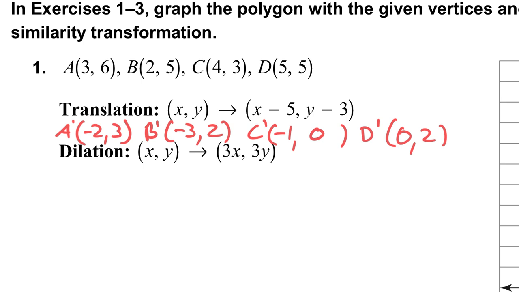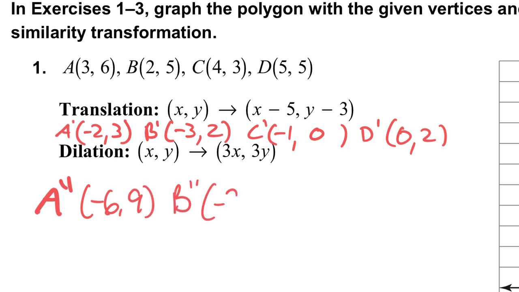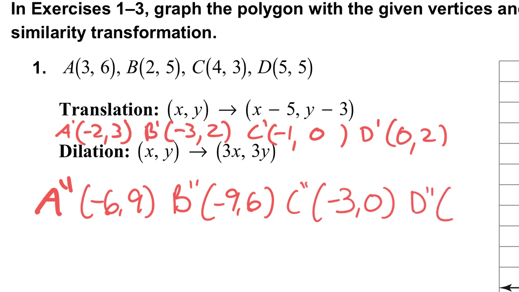Now we want to apply a dilation, and this shows that we want to dilate it by multiplying everything by 3. So my final result is going to be A double prime: negative 6, 9. B double prime is going to give me negative 9, 6. C double prime is going to give me negative 3, comma 0. And D double prime is going to give me 0, comma 6. I could go and graph those, but I'm not going to. I just want to write down those ordered pairs.